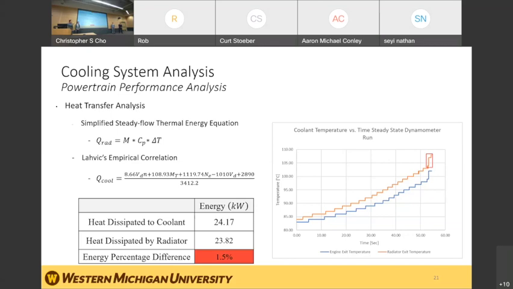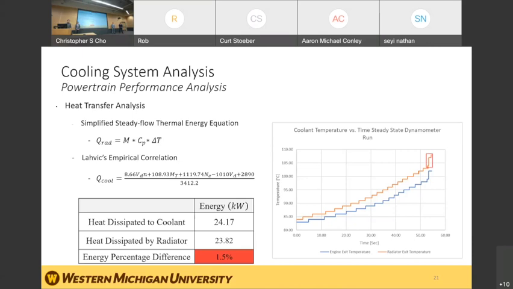So the initial equation here relies on the mass flow rate of the water, the specific heat at constant pressure, and the temperature delta between the inlet and exit water temperatures. This was used to find that the heat dissipated by the radiator was 23.8 kilowatts. Then, to follow up on that, in some simulations that the team already uses, we use Lovik's empirical correlation because it contains values that we already know, such as vehicle displacement volume, the torque, the power, and the engine RPM. Using that equation, we find that the engine dissipates about 24.17 kilowatts to the coolant.